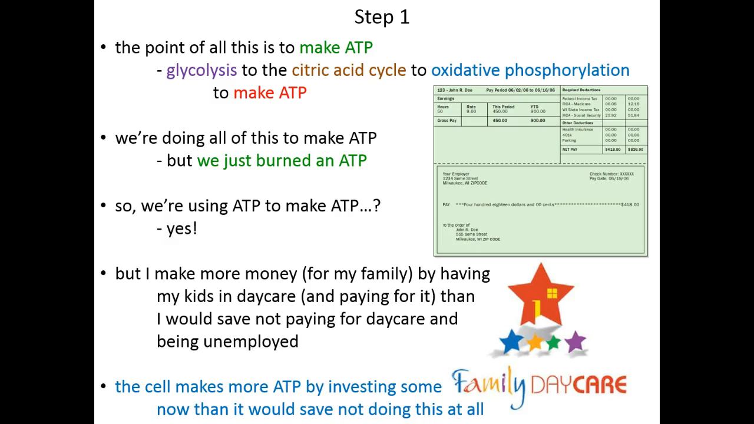The cell is in the same exact predicament. Yes, these early stages of glycolysis cost the cell money, energy, in the form of ATP, just like daycare cost my family money. But by spending that money up front now, the cell stands to make a profit of energy later on, just as me paying for daycare today let me go to work to make money that I would collect at the end of the month.